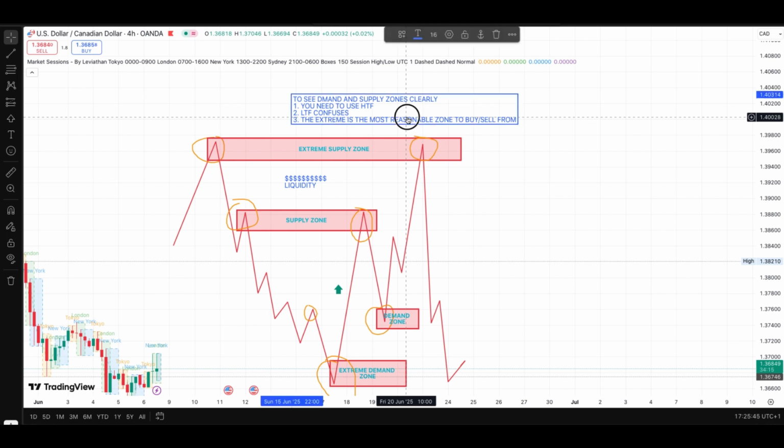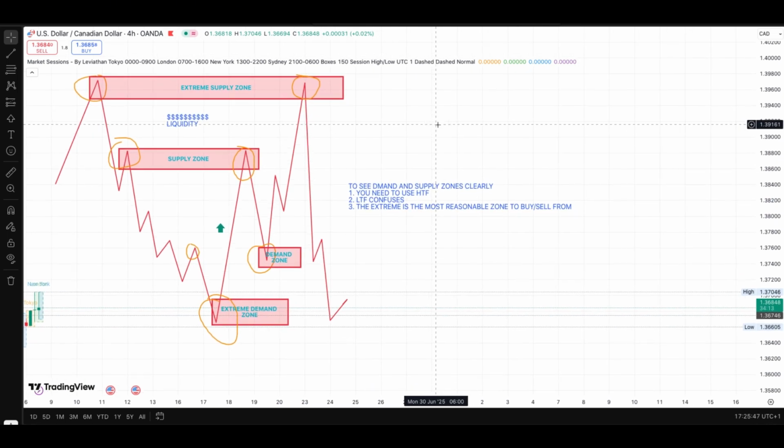The way you can draw this very effectively when you go to the demand and supply zone is to look at the higher time frame, like 4-hour time frame and maybe 1-hour time frame. If you go to 15-minute time frame, it can be very, very confusing for you, and you wouldn't know if the price is going up or going down. I'm not disputing you trading lower time frame, but I'm only saying if you want to see it clearly, you need to go to the demand and supply zone of the 4-hour time frame, because the lower time frame confuses, and the extreme is the most reasonable zone to buy or to sell from.